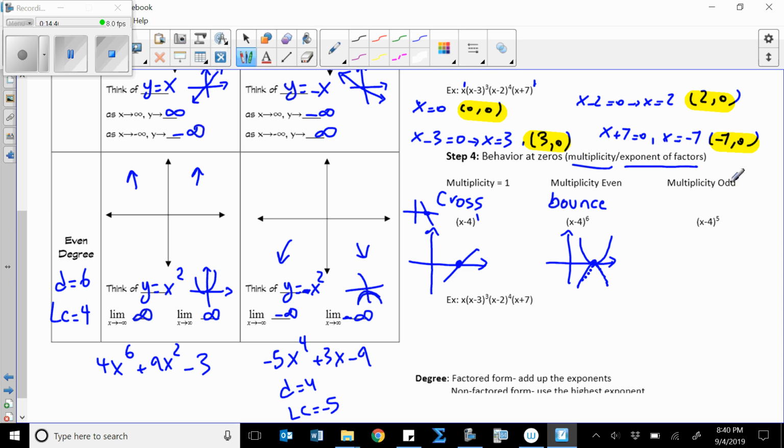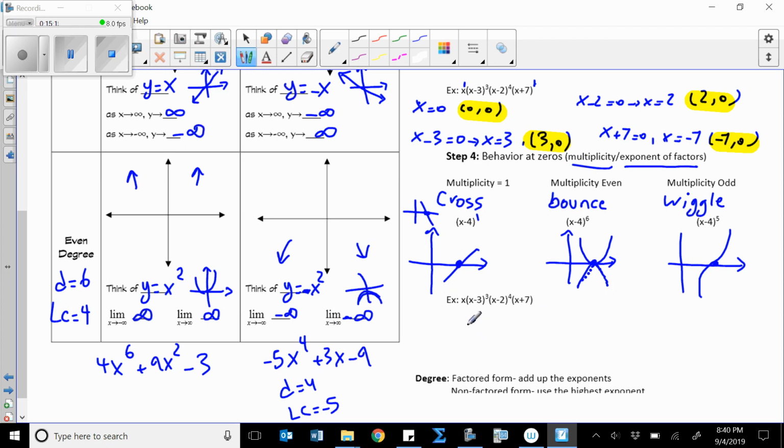What if the multiplicity is odd and it's not equal to 1? Something like 5, 7 or anything else. In this case, your graph is going to wiggle at this point. Means something like this. This is the point that I have the 0, and it's going to wiggle like this. This is called wiggling. So these are the behaviors at these zeros.